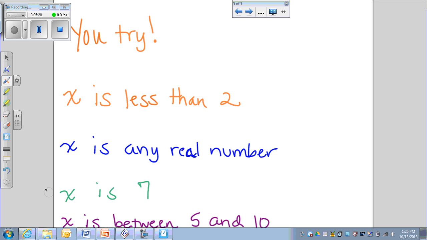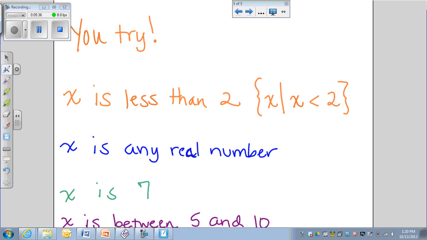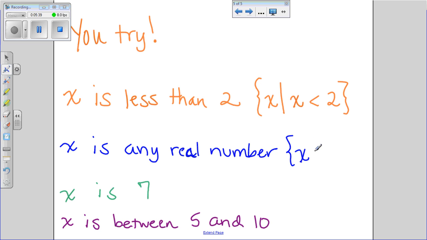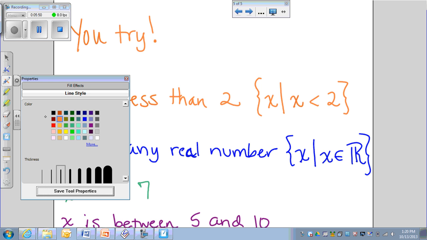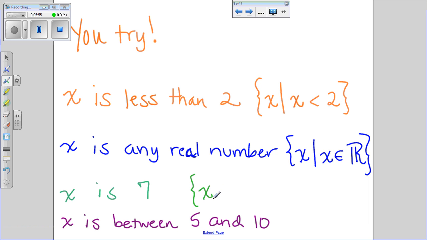Okay, so hopefully you tried that on your own. So now let me show you what the answers would be. X is less than 2 would be curly bracket x such that x is less than 2. X is any real number would be x such that x is a member of the real numbers. For x is 7, that's very limited, it can only be one thing. We would write x such that x equals 7.